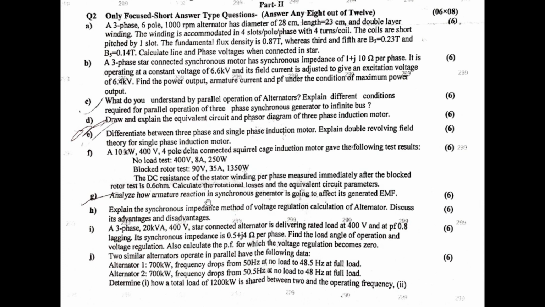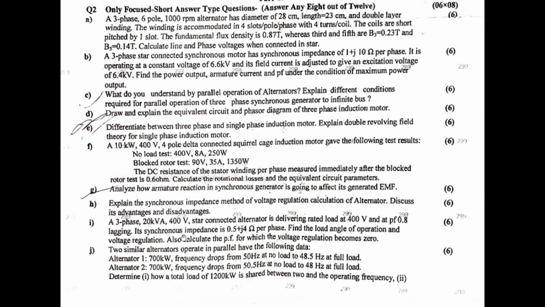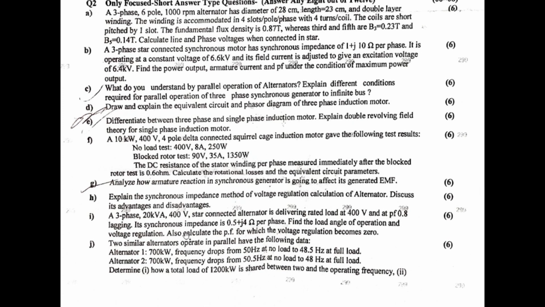Analyze how armature reaction in synchronous generator is going to affect its generated EMF. Then explain the synchronous impedance method of voltage regulation calculation of alternator. Discuss its advantages and disadvantages. Then और एक problem, maximum problem आया है 6 मार्क का क्वेश्चन में.